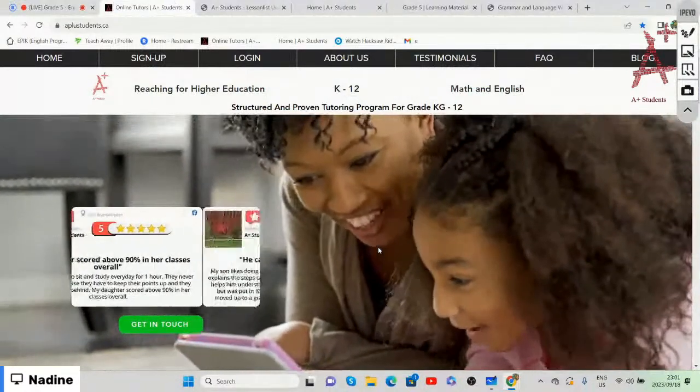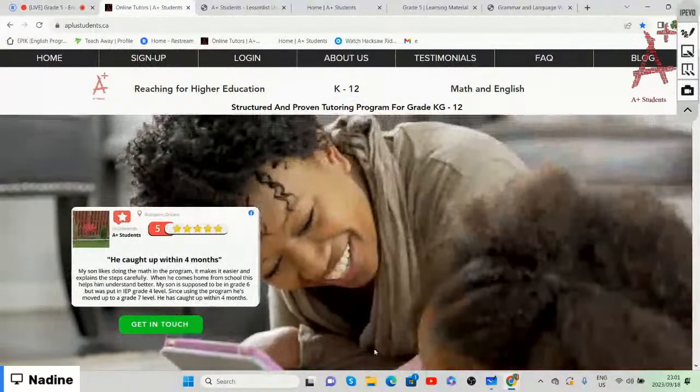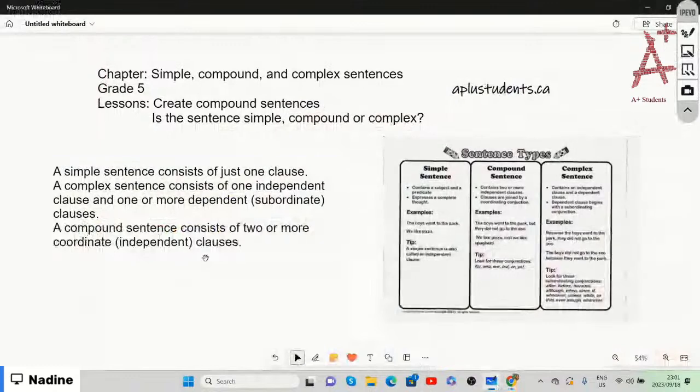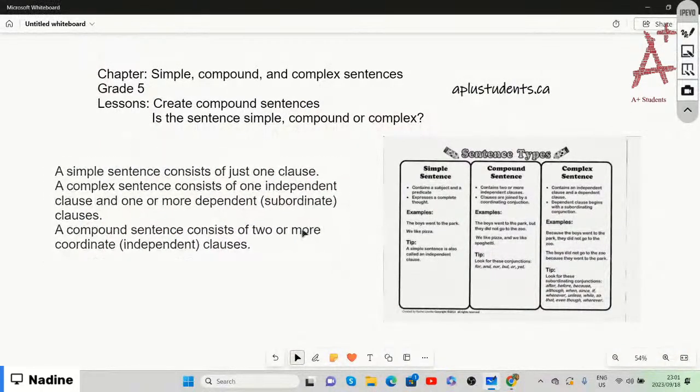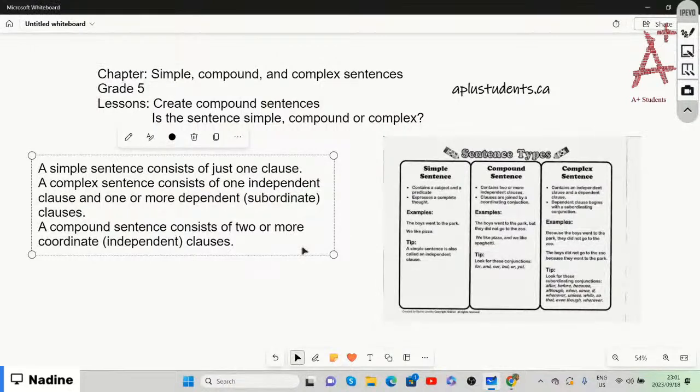simple or compound? And we spoke about what a simple sentence is, as well as a compound sentence. We said a simple sentence consists of just one clause, and a simple sentence has a subject as well as a verb. And then we have a compound sentence, which consists of two or more simple sentences joined by a comma as well as a conjunction. So it contains two or more independent clauses.